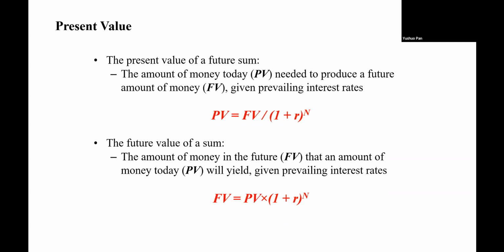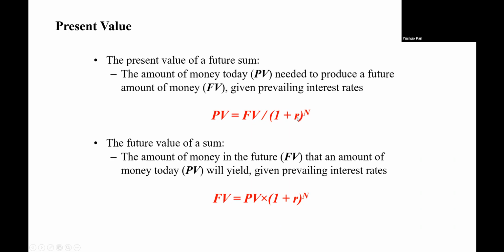Present value: the present value of a future sum is the amount of money today, PV, needed to produce a future amount of money, the future value FV, given the prevailing interest rate. So PV, the present value, equals the future value divided by 1 plus R to the nth power.